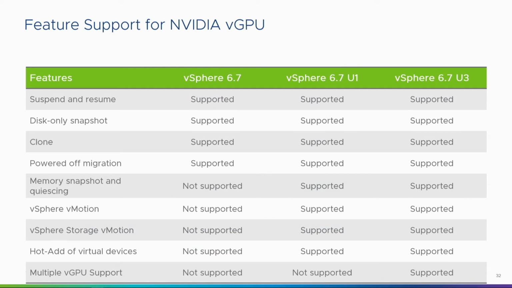So, talking about 6.7 and all the update releases, whenever you want to utilize GPUs in your data center, make sure that you are running the latest version of vSphere, because update releases aren't anymore about bug fixes or patches. It's bringing new capabilities with each and every update. So like we said, we had suspend and resume as of 6.7, vMotion support in update 1, and in update 3, the enhanced vMotion performance, and multiple vGPU support for one virtual machine.